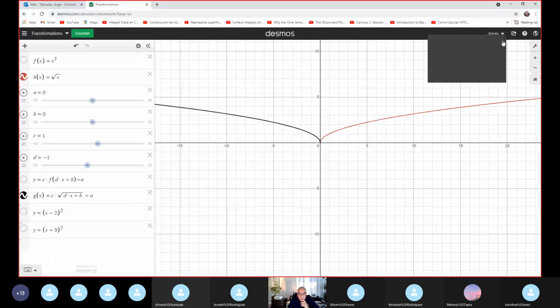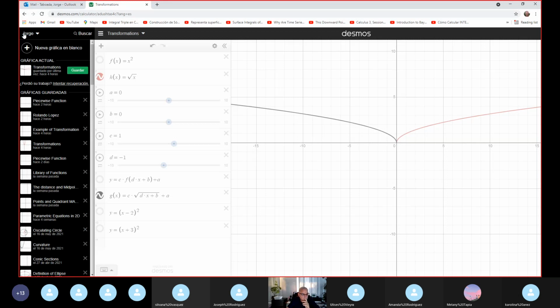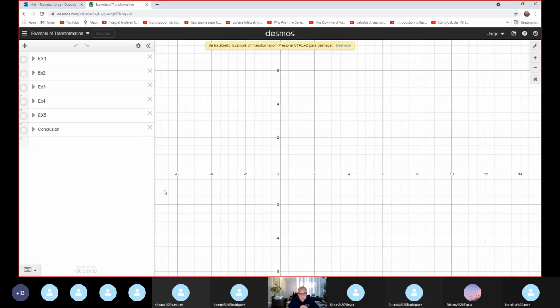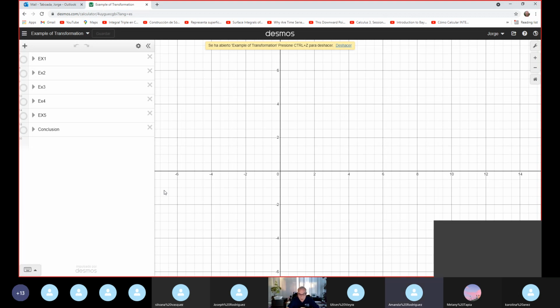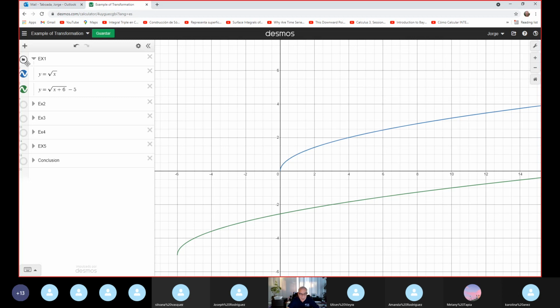Okay, boom, boom. Okay, this is another folder. It is examples of transformation. Do you see decimals? Yes. Good. Let's move on to example 1. Look, example 1 is the example that we did before. It's radical x. I put it inside the folder. Radical x plus 6 minus 5. Let's move on. Boom. Okay, look at that.